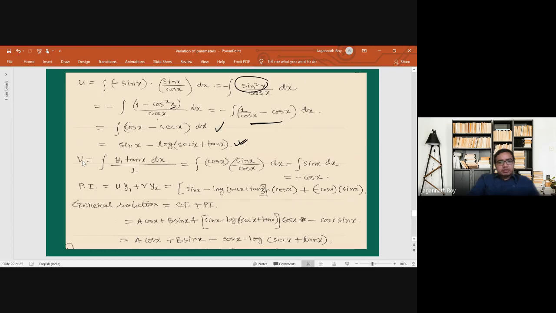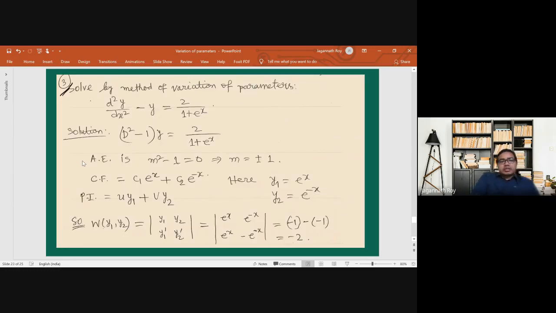Then we will get this equation. So finally, u is calculated this way, and v is actually the integral of y1 into tan x. y1 is cos x. For tan, we will substitute sin by cos. Then we will get sin x dx. So this is minus x. So this particular integral is actually u into y1 plus v into y2, and the general solution is CF plus PI. So this would be our final answer.